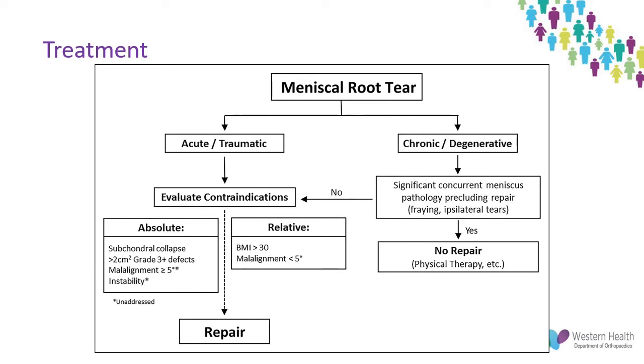Obesity and malalignment are relative contraindications, but both should be addressed on an individual basis and can be addressed perioperatively. As mentioned, untreated instability would be a contraindication, as it also is for other meniscal repairs. As such, and given that many root tears occur in the setting of an ACL rupture or multi-ligament knee injuries, these patients should then undergo reconstruction and repair concurrently. Ultimately, the question is whether surgical repair will succeed and can we improve the natural history for the joint in question.